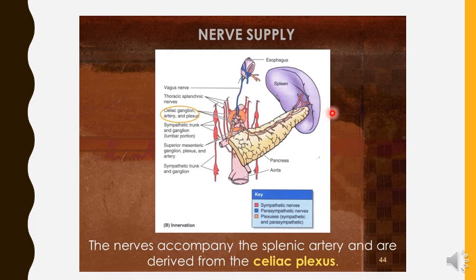Pancreas also I have discussed in another class. So right, thank you.